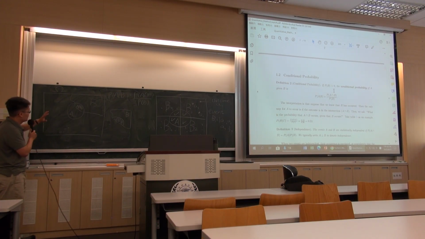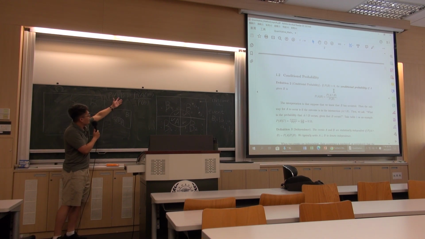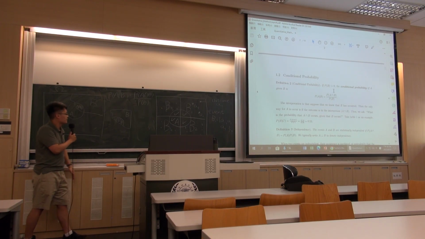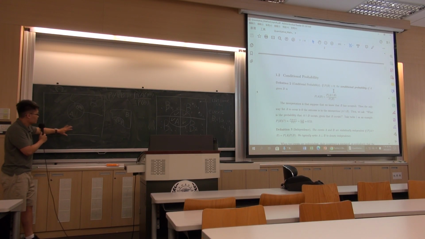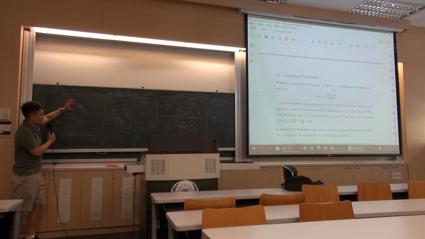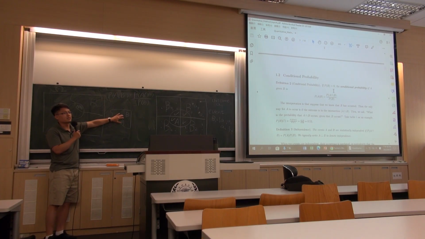Okay, so this is the sample space. We have event A and event B here. Now we want to ask what is the probability of event A given that event B already happens. So one way is to interpret it in that way. The other way is that this is the original sample space, and we limit our attention to event B here, because now we already know that event B happens, right? So we limit our attention only to this part.